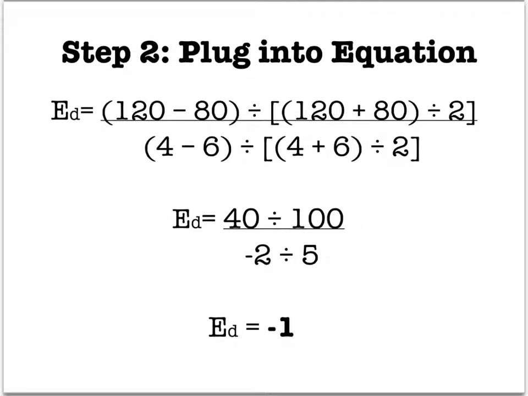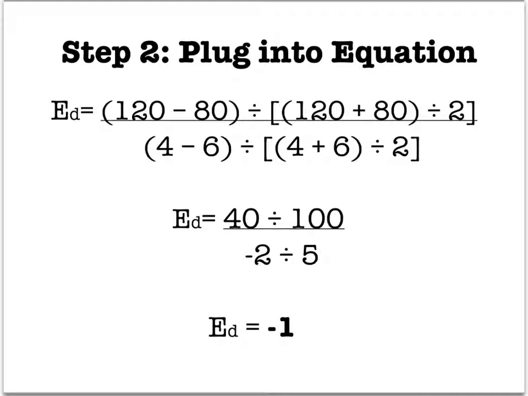Okay, taking those variables and plugging them into our elasticity equation, we should see that on the numerator we'll have 120 minus 80, which is 40, divided by 120 plus 80, which is 200, divided by 2, which would make that 100. And in our denominator we've got 4 minus 6, which is negative 2, divided by 4 plus 6, which is 10, divided by 2, which will make that 5.